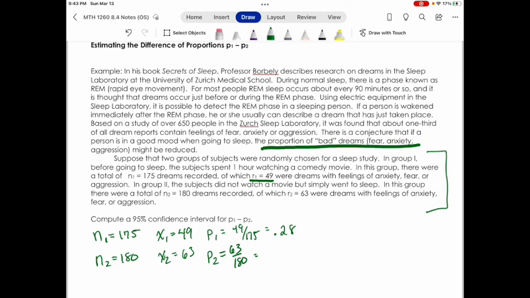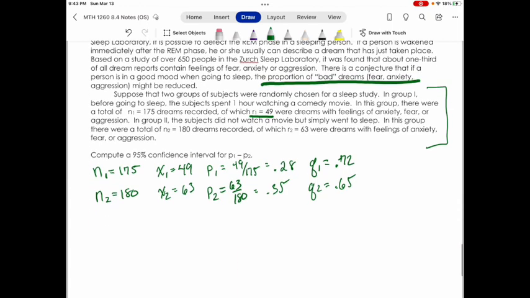49 over 175 is 0.28, and 63 over 180 is 0.35 without any rounding. So that tells me that Q1, if I take the complement, is going to be 0.72, and our Q2, the complement of P2, is going to be 0.65.